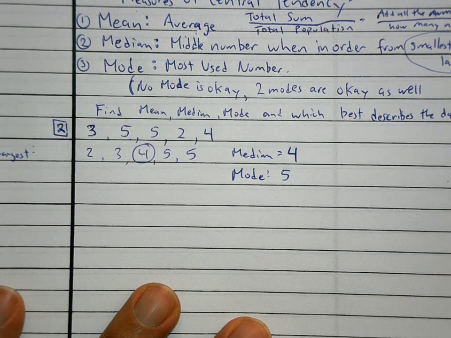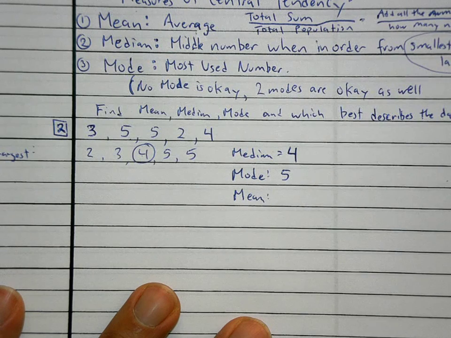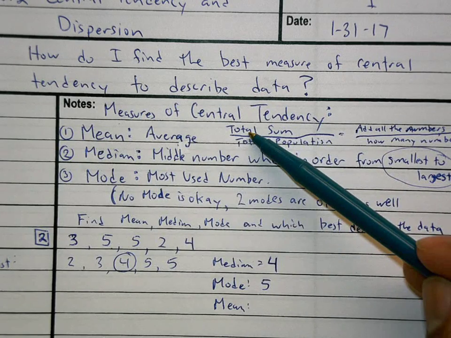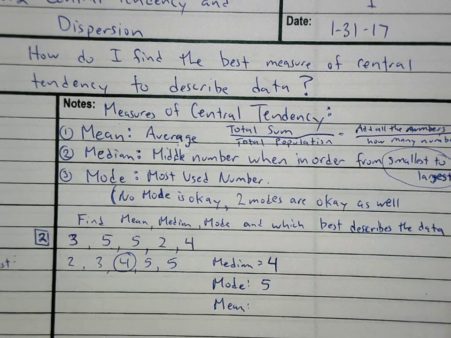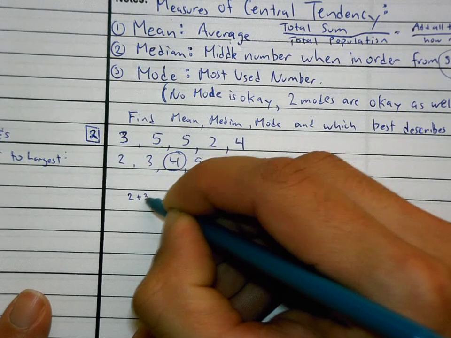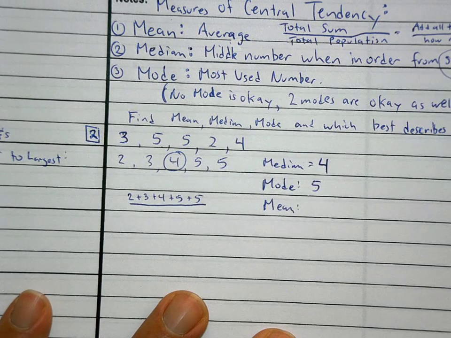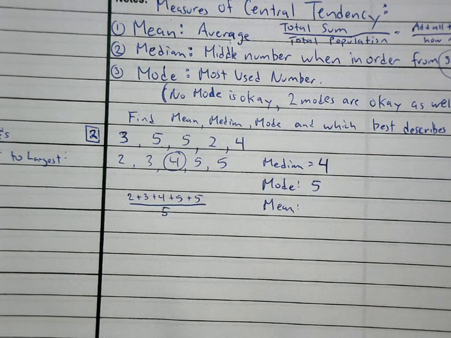The last one that we need to find is the mean. I do recommend you use a calculator. If I'm trying to find the mean, it's the average. I need to do the total sum, which means all the numbers added together, divided by however many numbers you have. So when I look at this, I have 2 plus 3 plus 4 plus 5 plus 5, divided by how many numbers do I have? Oh, not by 19. How many numbers do I have here? 5. That's called the population of the data.